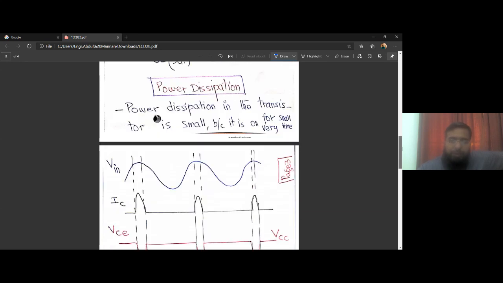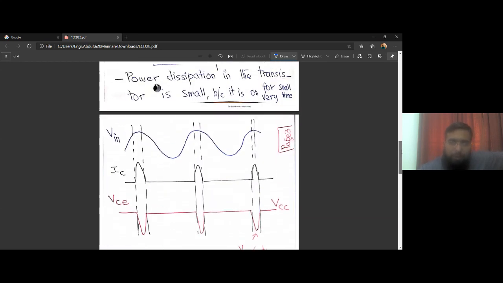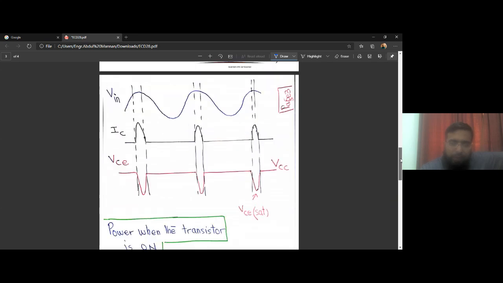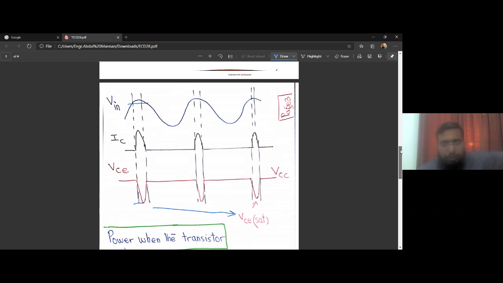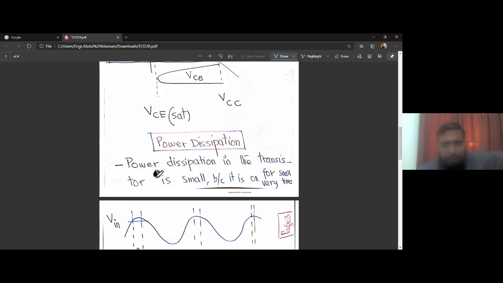So this can be thought of as the graphs for IC and VCE. IC is non-zero only when it crosses the threshold I mentioned earlier, and VCE is VCC, and when the transistor starts conducting, the VCE voltage drops, and the minimum value that it can achieve is the saturation voltage VCE sat, that is very close to 0. So power dissipation in the transistor is small because it is on for a very small time.